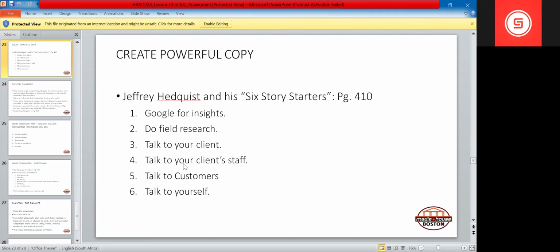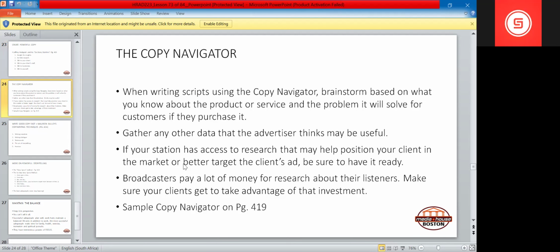Like, does this sound good? Does this make sense? What do I think? Because I am an expert professional operating in this particular moment, right? The copy navigator. So when writing scripts, using the copy navigator, brainstorm based on what you know about the product or service and the problem it will solve for the customer. So you have a copy department. The sales team is obviously heavily involved in the writing of the copy because they have the breakdown, they have all the notes and documentation, and what is wanted or needed from the customer or client. And so the two work directly together when developing this copy, down to the script, for this particular advert, promotion, etc.